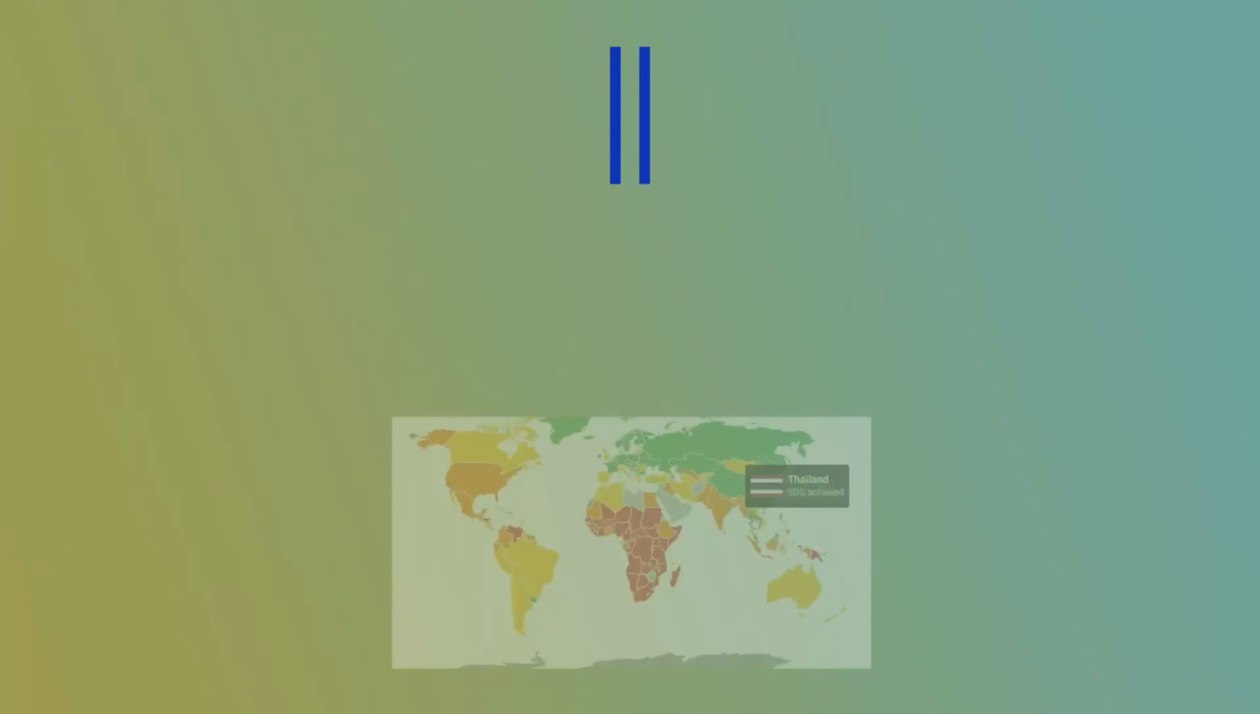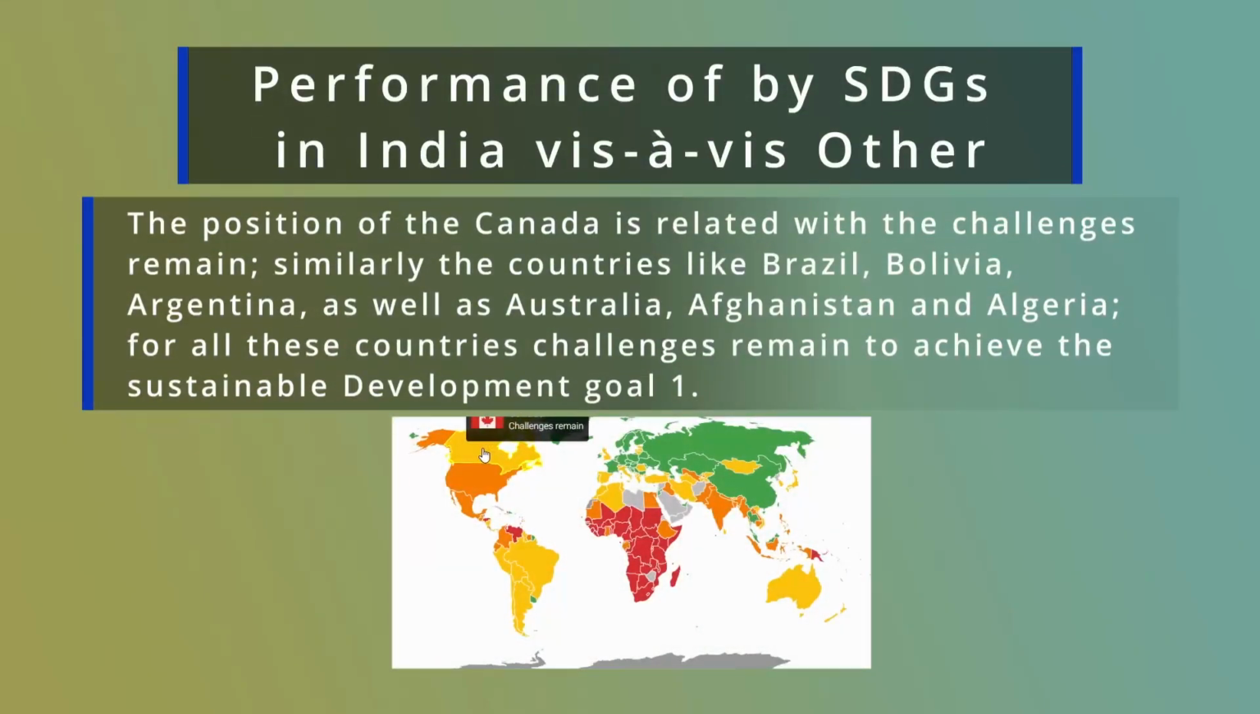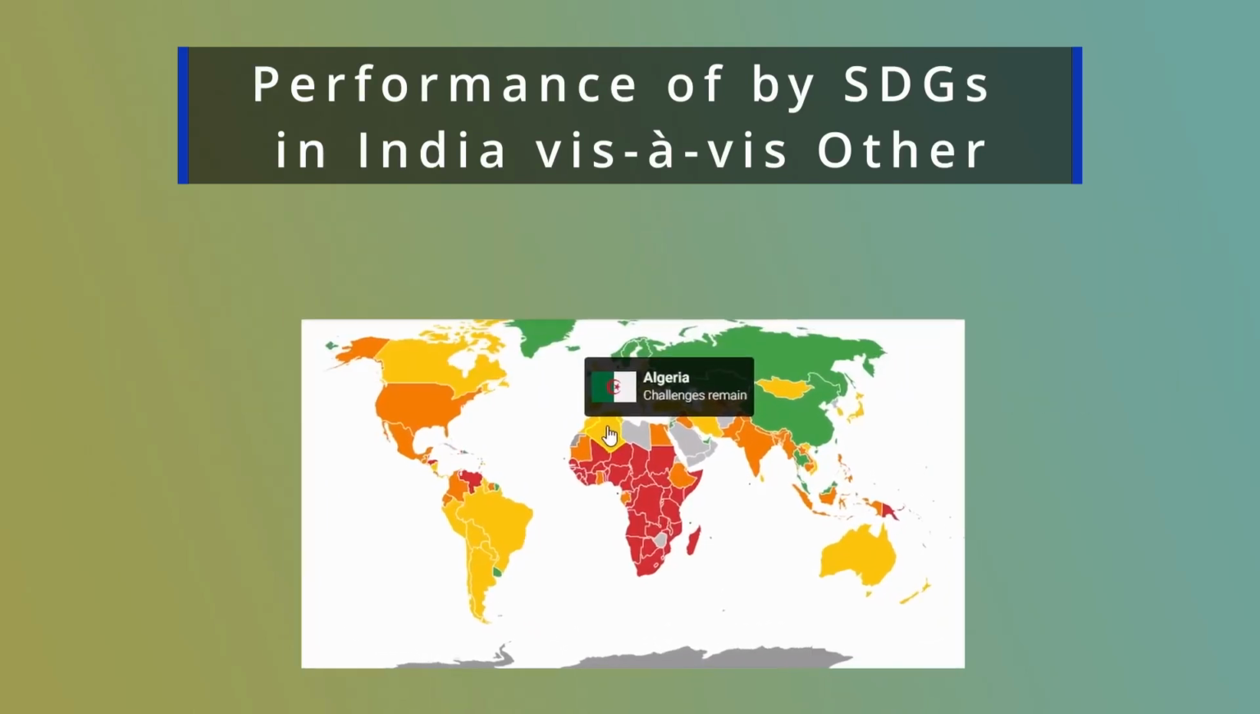Here, Canada's position is such that challenges remain. Similarly, for countries like Brazil, Bolivia, Argentina, as well as Australia, Afghanistan and Algeria, challenges remain to achieve the sustainable development goal 1.